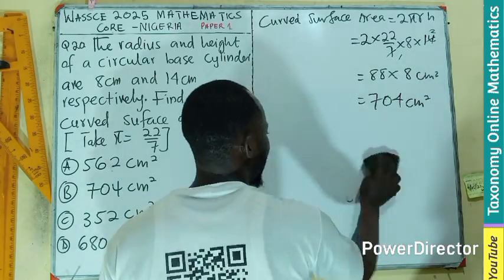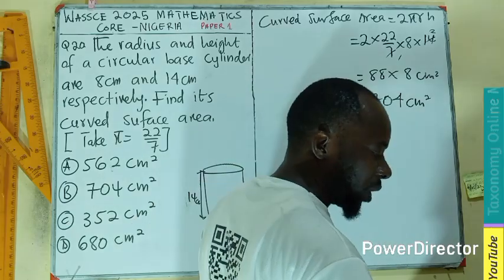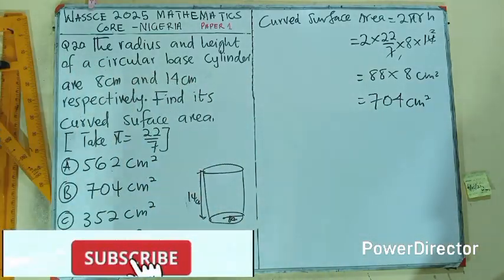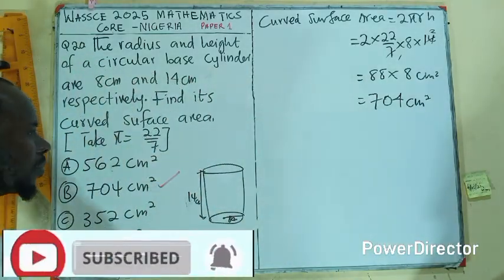You can do that with your calculator and check the option that will best fit, which will be the B.